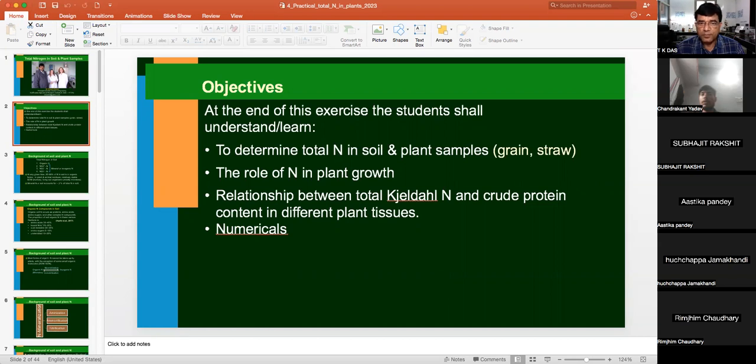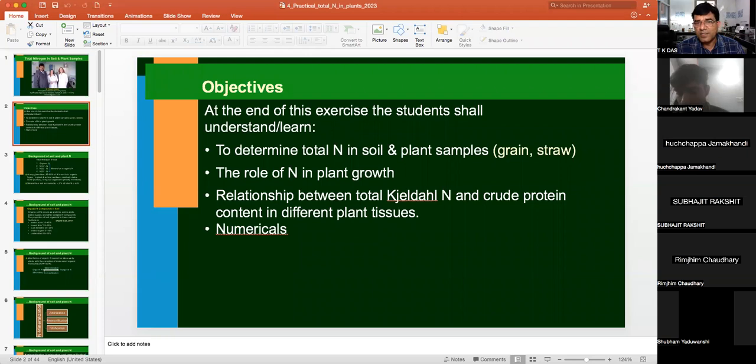There are so many roles. Protein, enzymes, and so on. Achappa, Sir, it is helpful in protein synthesis. Yeah, it is part of the proteins, necessary for protein synthesis, for chlorophyll synthesis. It is a constituent of your DNA, RNA, and it gives greenness to the plant because it is part of the chlorophyll. So it has a very important role.